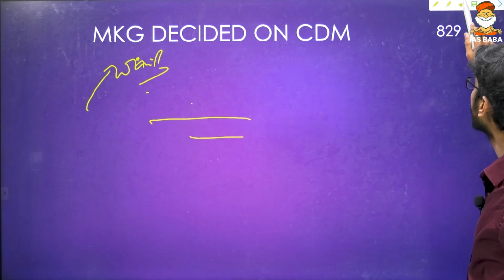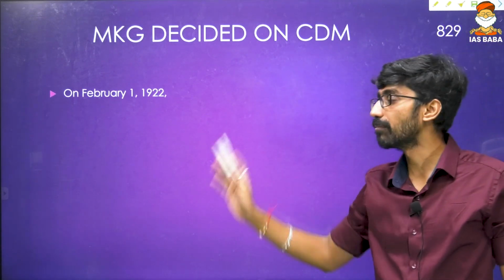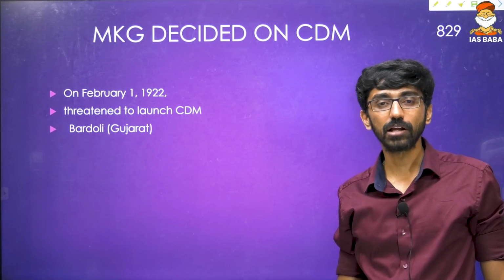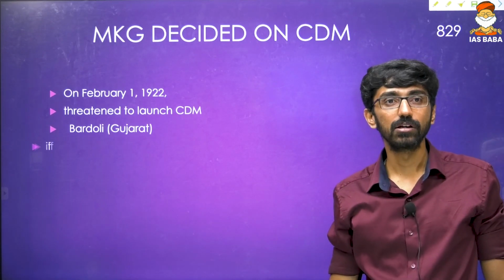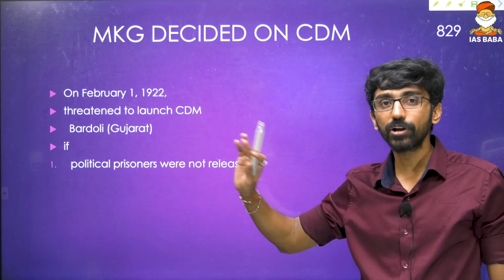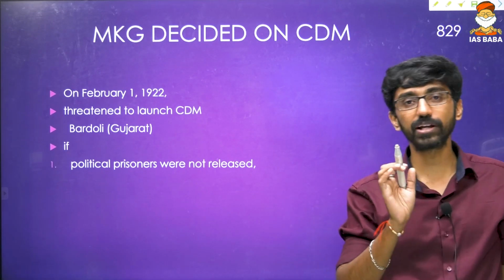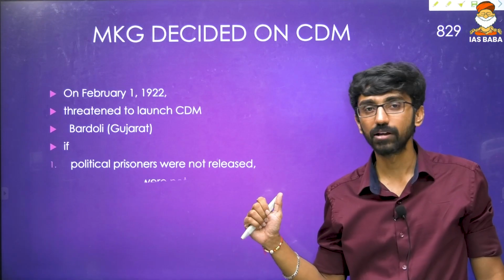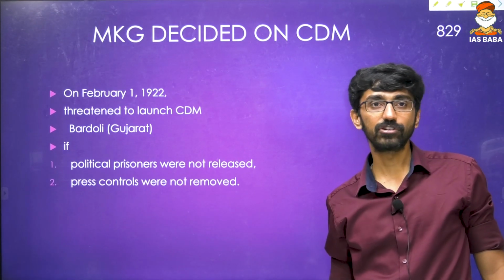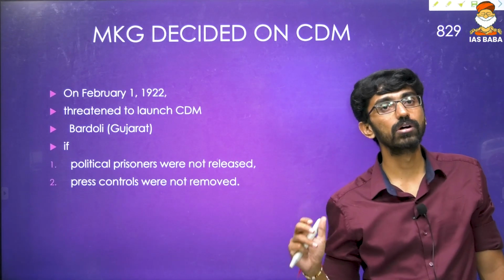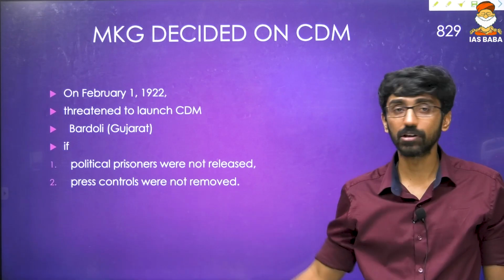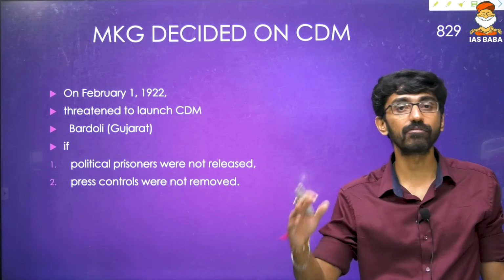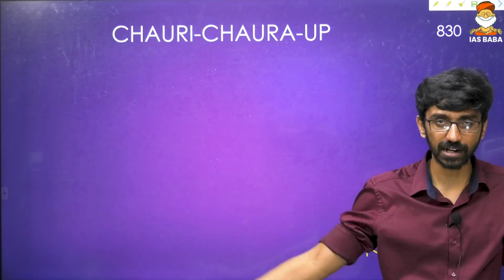Now Gandhiji decided on CDM. He gave a warning on February 1, 1922. He threatened to launch CDM from Bardoli in Gujarat if two conditions were not met. What are the two conditions? First, if political prisoners are not released, you have arrested political prisoners who are just non-violent protesters, you release them, and remove the press restrictions. Whatever press restrictions are there, you have to remove them. If you don't, I will launch the civil disobedience movement from Bardoli in Gujarat. That is non-payment of taxes. Even though some people had already started that.